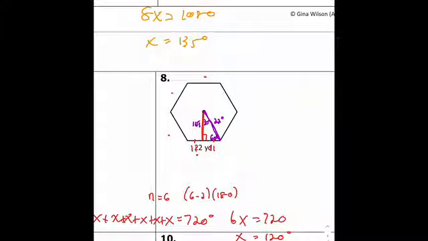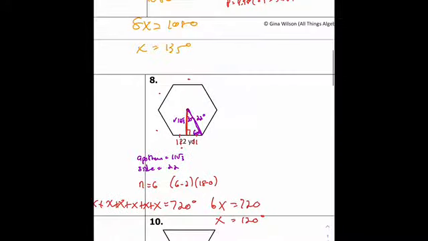So what's the one we're looking for here? We're looking for the 60. We're looking for the height. 11 square roots of 3. So our apothem is 11 square roots of 3. Side is 22. And there we go.